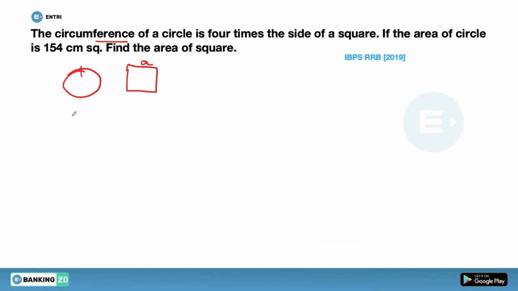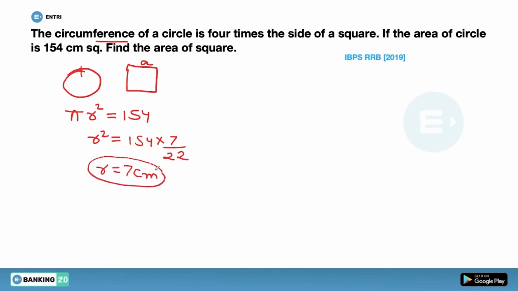that the area of the circle is what? The area of the circle is pi r square, and how much is it? It is 154. So from here I can calculate the value of r. r square is going to be 154 cross 7 divided by 22, and from here I can calculate the value of r, that is 7 centimeter.